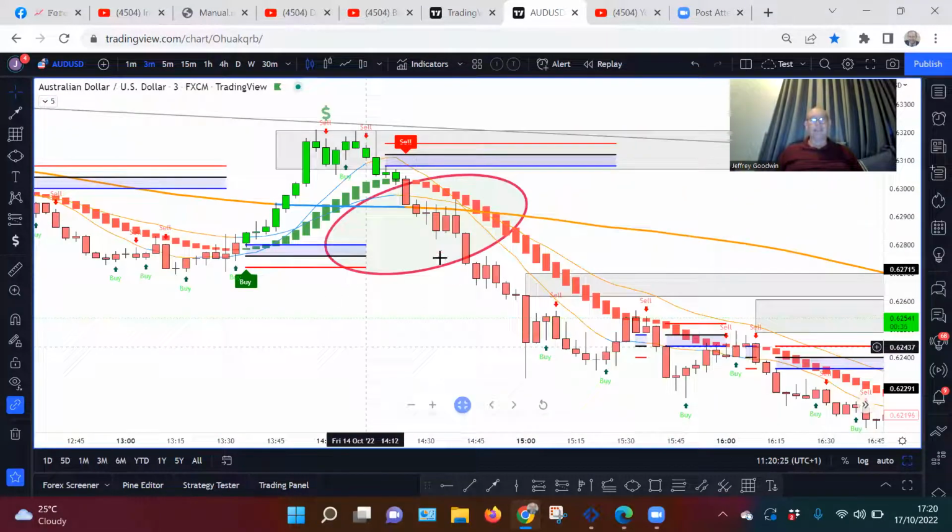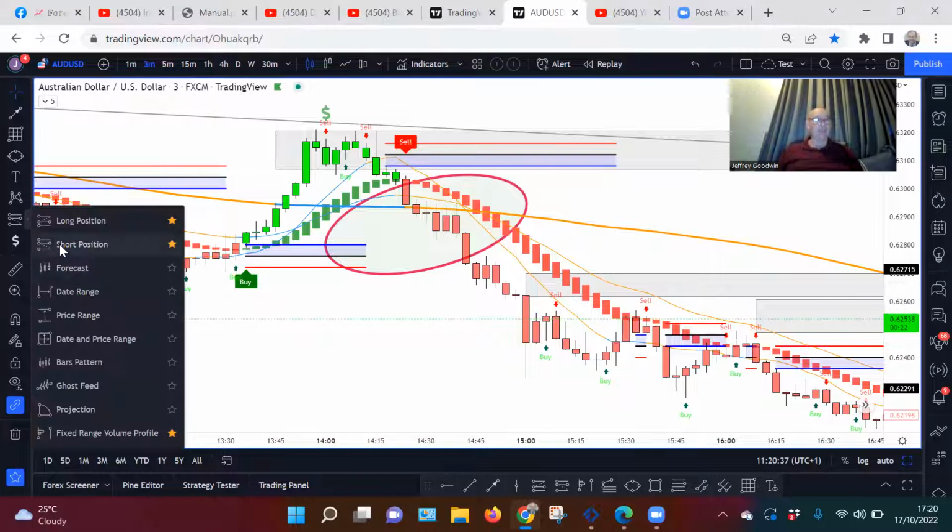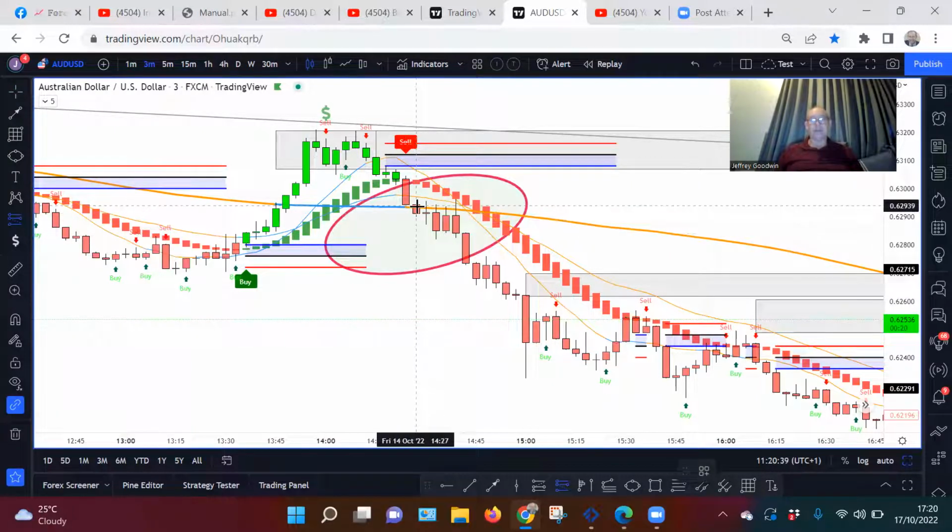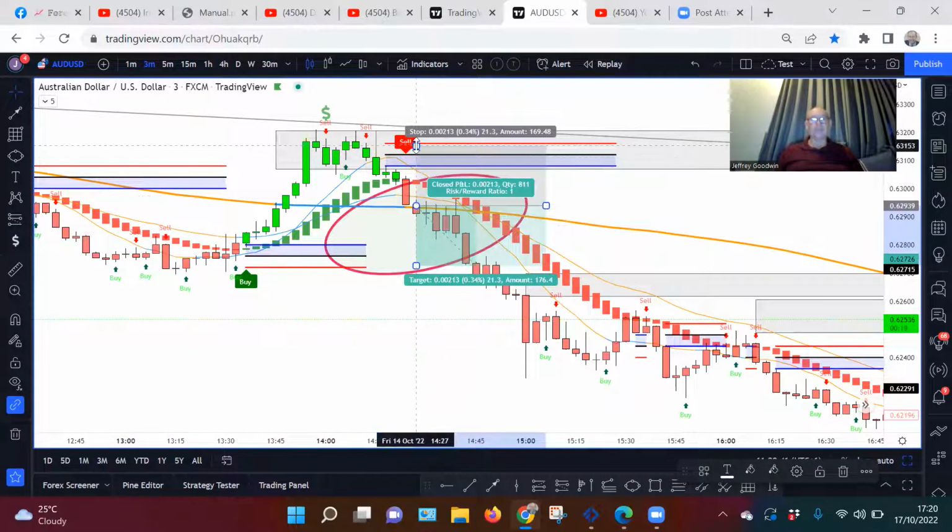Once we see it, it's time for selling. Boom. Could eventually enter there. Stop loss just above there. By the way, to here. Stop loss there. I'd like to see what would happen. Let's see what. Under that red line there.